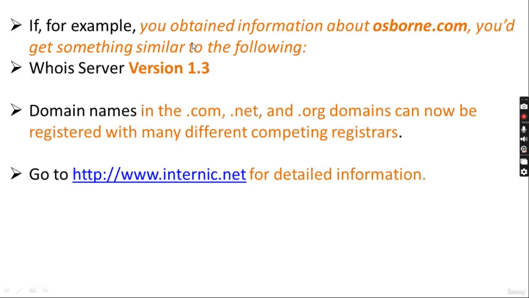Same as in the input and output streams we have handled. For example, if you obtain information about osborne.com, you will get something similar to the following: WHOIS server version 1.3. Domain names in .com, .net and .org domains can now be registered with many different competing registrars. Okay, so now if you want to get details regarding this, we find out this.